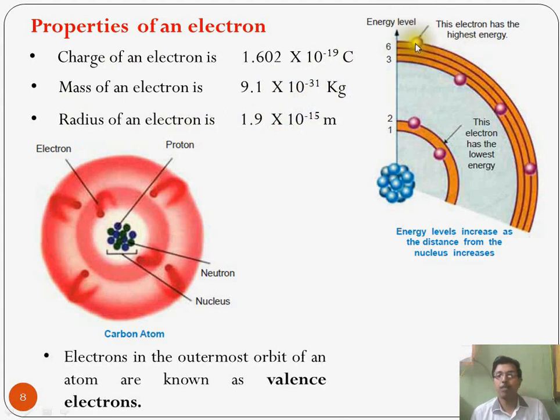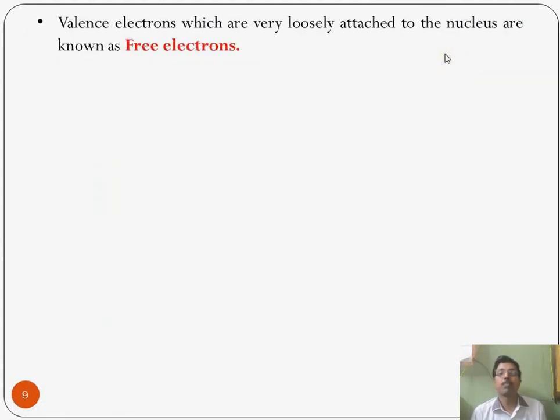The electrons which are present in the outermost orbit are known as valence electrons. Note this: the electrons available in the outermost orbit are known as valence electrons. These valence electrons are loosely attached to the nucleus, hence they are also known as free electrons. Since they are loosely coupled with the nucleus and have high energy, they are able to move anywhere. Now we can go to energy bands.